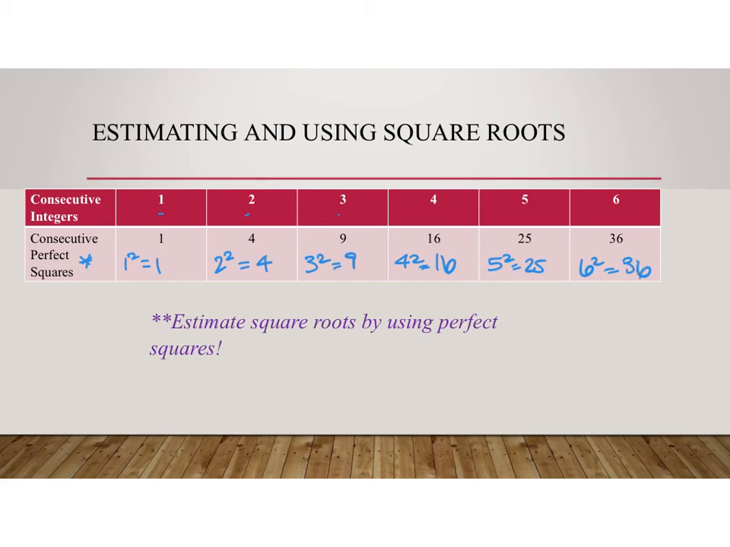So if you can memorize, and I would say you should at least know 1 through 10, if not even maybe 1 through 20, but I would say if you know 1 through 10 perfect squares, you should be sitting pretty good. Okay, so what we can do is we can use these perfect squares to help us estimate square roots of non-perfect squares. And I'll show you what that looks like here in this next example.